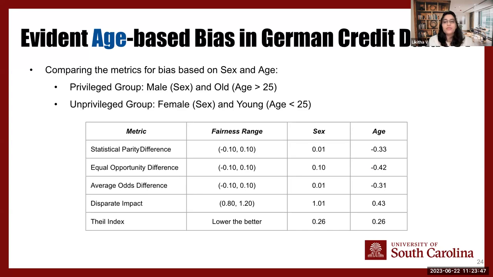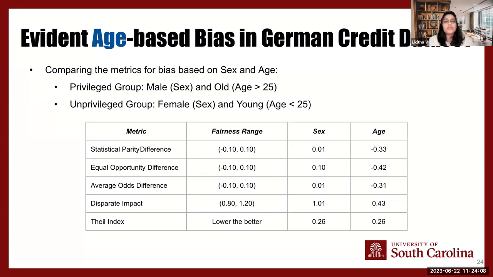Okay, so now we compare different metrics for the two protected attributes. To start with, we have privileged groups and unprivileged groups. Privileged groups would contain males and people older than 25 years old, and unprivileged groups would contain females and those younger than 25 years old.